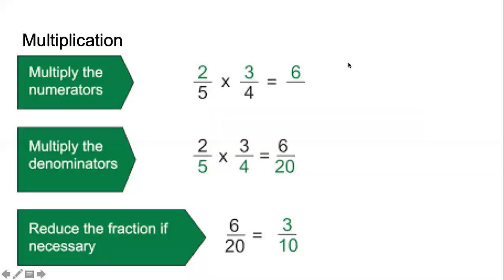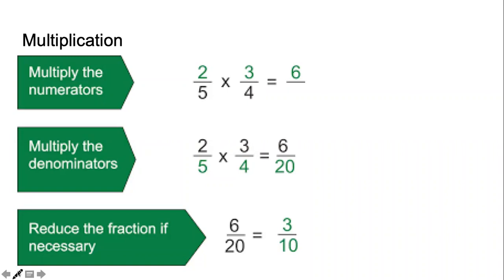How do we multiply fractions? This is easy. This is actually easy. Suppose we have two fractions, 2 by 5 and 3 by 4, and we have to multiply. Simple 3-step process, and we can write the answer in just one step, but to explain, to understand, we multiply the numerators. So 2 into 3 is 6. We multiply the denominators. 5 into 4 is 20. So the answer is 6 by 20.